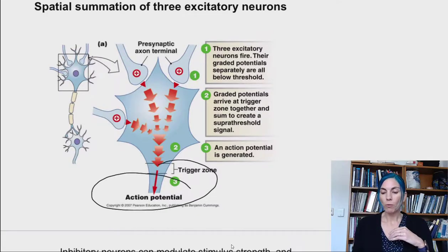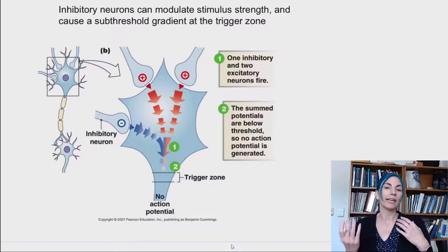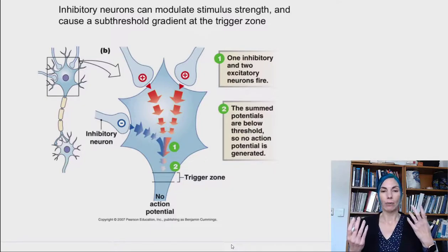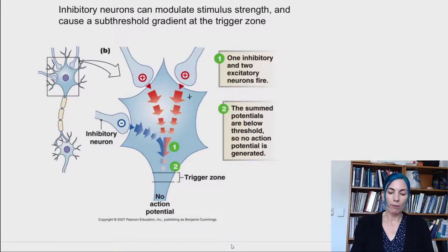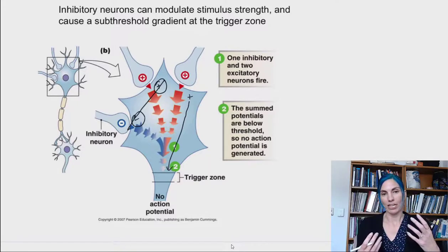But when you swap out one of those excitatory neurons for an inhibitory neuron, you can see what happens. We still have a plus, and then the negative, but the plus and the negative cancel each other out, and that single plus isn't quite enough to reach minus 55 millivolts threshold, and therefore no action potential happens in the postsynaptic cell. So that's the idea of spatial summation.